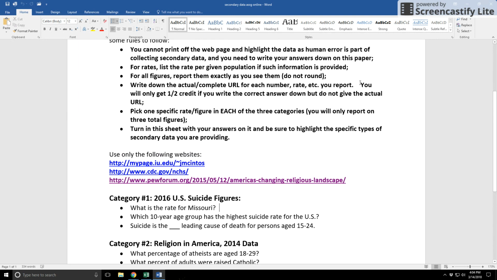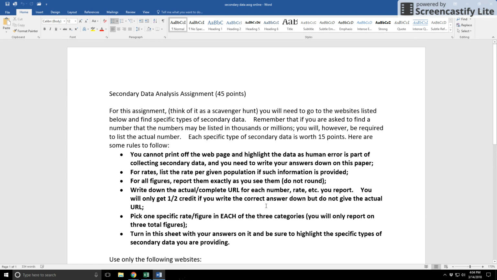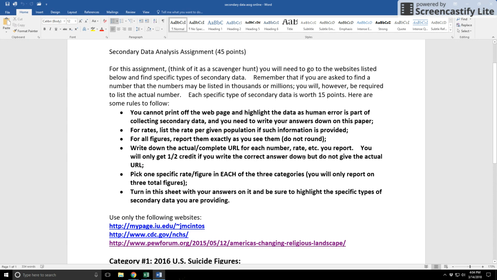But realize this, you only get half credit if you have the correct answer, but no URL. So if you get all 3 answers right, but no URLs, you're getting 7.5 points per question, not 15 points per question. So read through the information here, the instructions, very important and hopefully very clear.